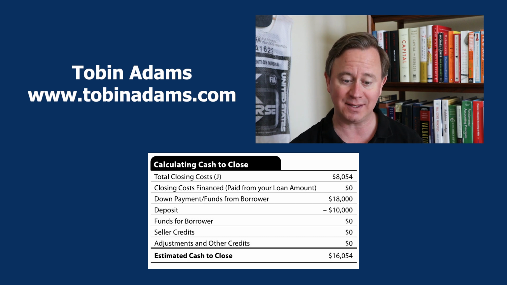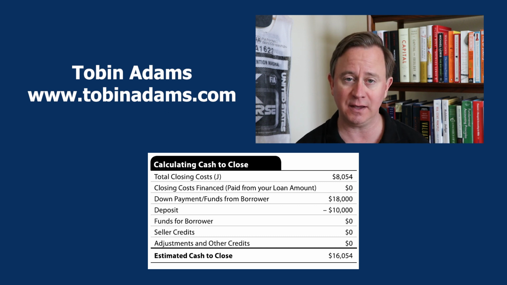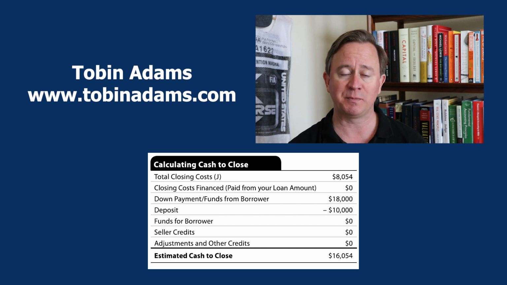So going back over those again, your closing costs of a little over $8,000, you add $18,000 and you subtract the deposit. And there's that $16,054. That is the amount of money that this buyer had to show up with on the day of closing. Generally speaking, it's going to be money that's wired in, and that's how much money they had to show up with on the day of closing in order to get their home.